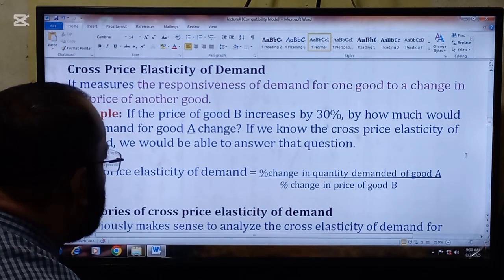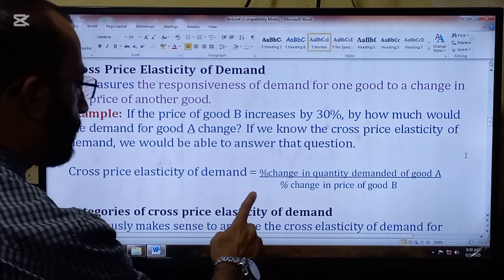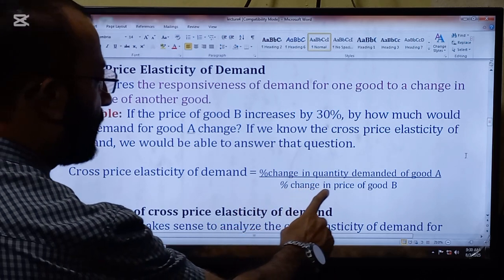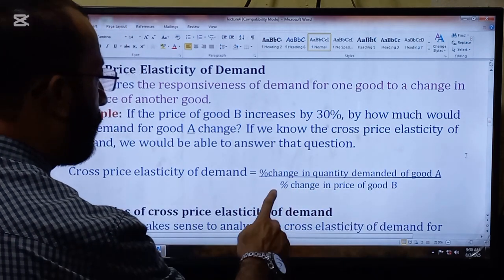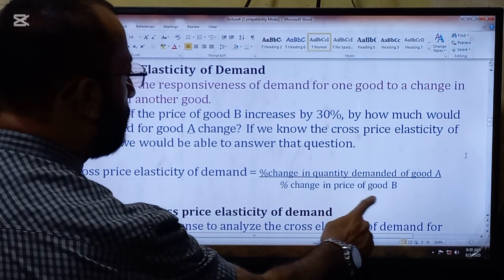Cross price elasticity of demand, the formula is percentage change in quantity demanded of good A over percentage change in price of good B.